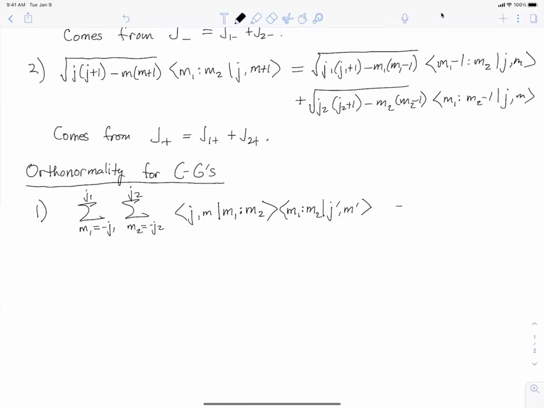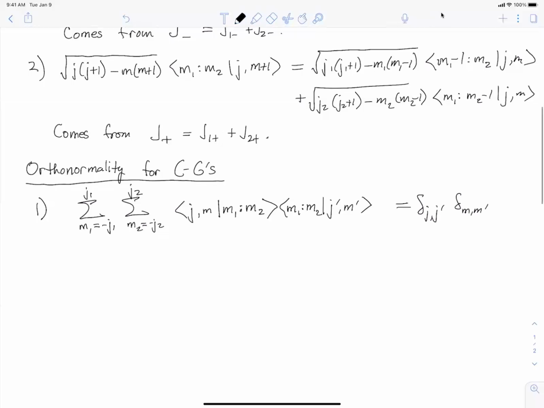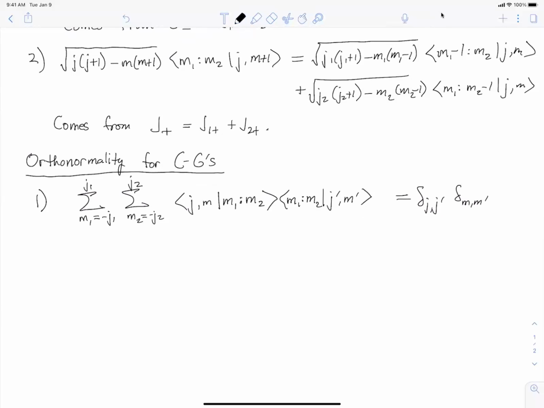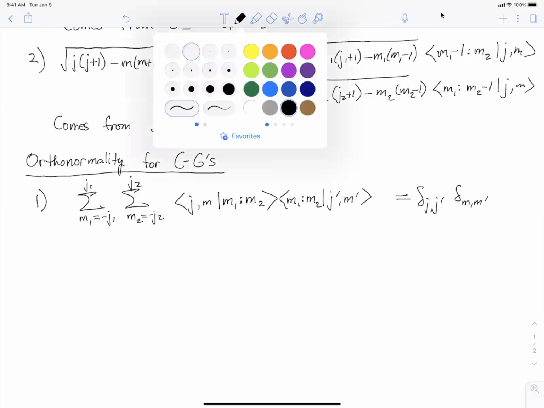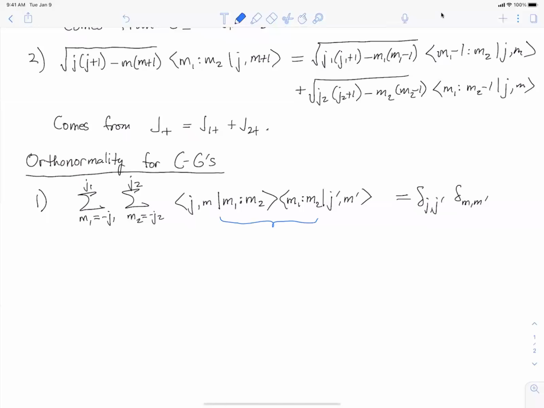Okay, and then this turns out to be delta J, J prime, delta M, M prime. So it's one if and only if J and J prime are the same and M and M prime are the same. And the reason this is an orthogonality condition is if I just look at this part of it, where I'm summing over those things, by completeness, I've put in a sum over a complete set of states. That makes it the identity operator. And so now if I were to take that identity operator and cross it out, then what's left here is just the orthonormality condition for the basis states in the total angular momentum basis.